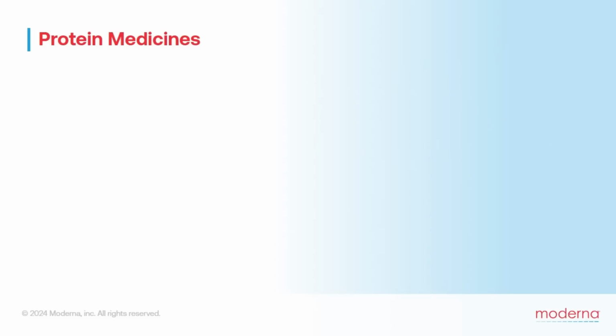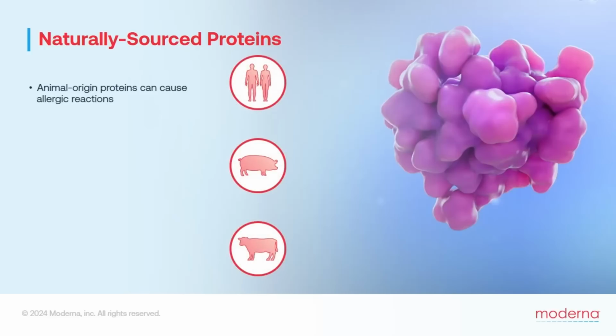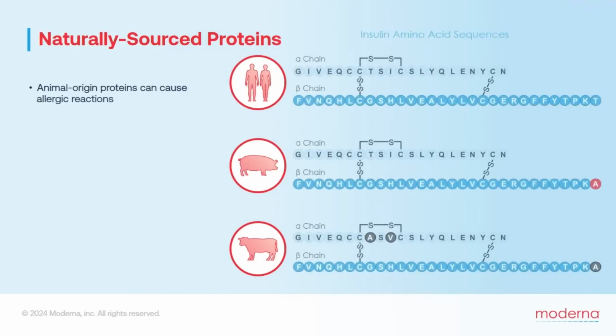Now, let's discuss some of the disadvantages of protein medicines. Despite their advantages, protein medicines also have notable limitations. For example, for the first several decades of its use as a medicine, insulin was purified from animals. However, animal insulin has a slightly different amino acid sequence compared to human insulin, and was therefore prone to causing allergic reactions in patients.